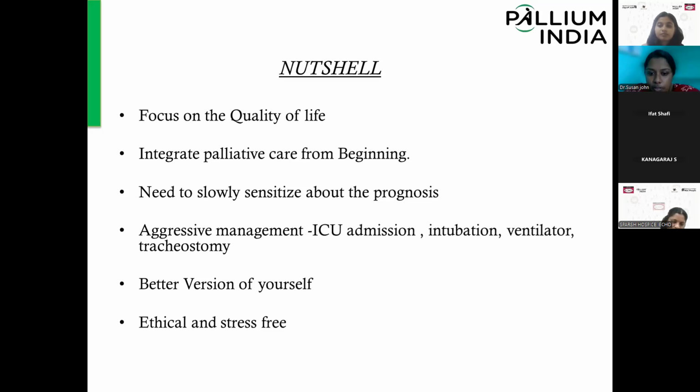When you give proper communication, everything is good, and it becomes a more ethical and stress-free period of management of breathlessness when we are dealing with terminally ill patients, or patients with advanced cancer or advanced disease with breathlessness. This is the nutshell of the breathlessness management.